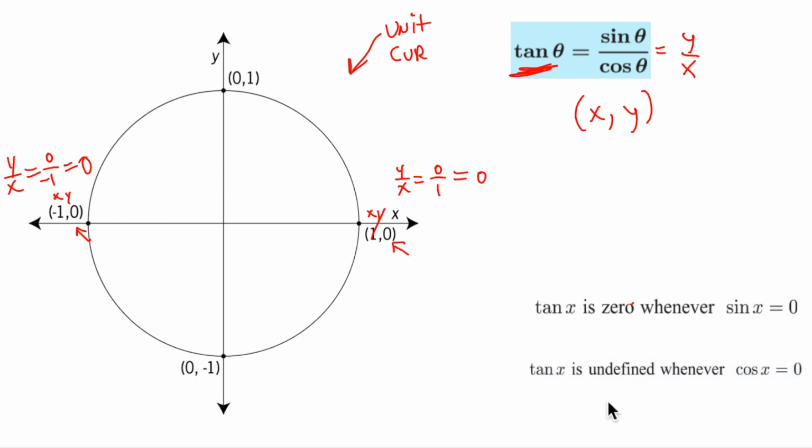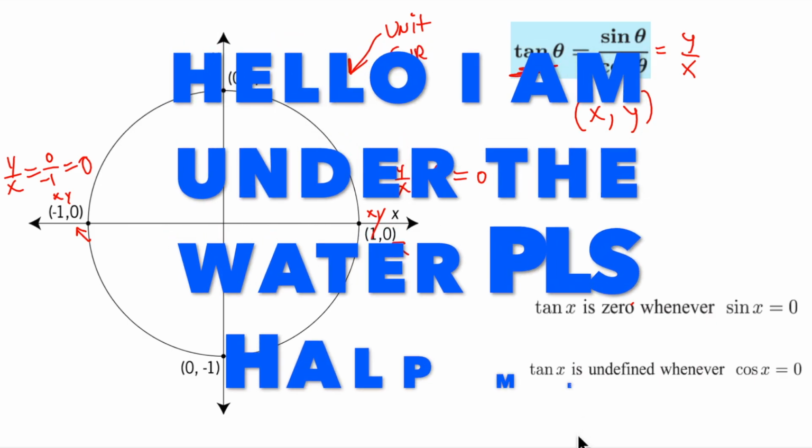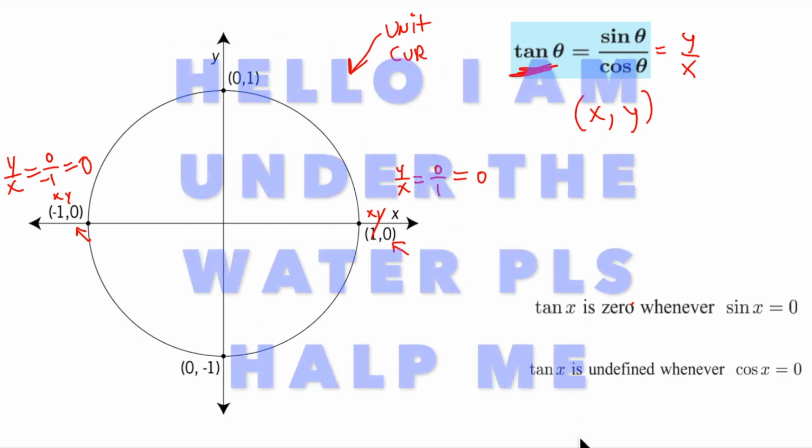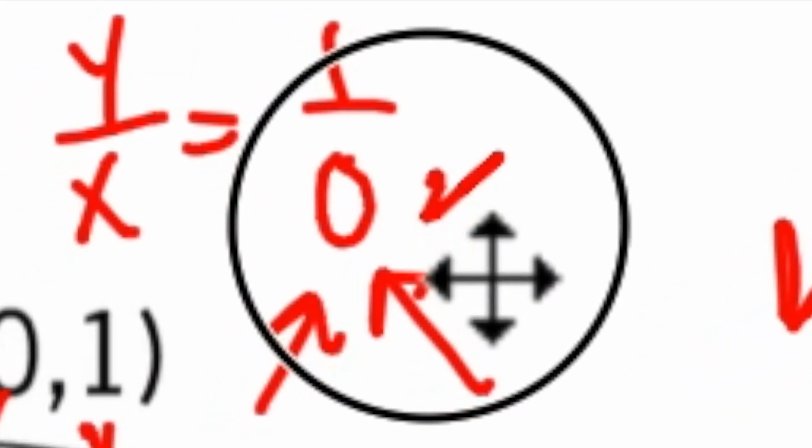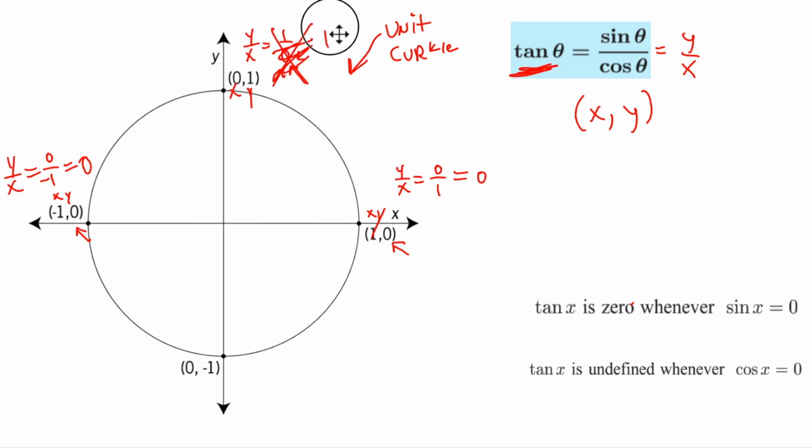Next thing is tangent is undefined whenever cosine is 0. Okay, well, look at this. Watch. So, what happened here? So, here, x and y over x are tangent. So, we have 1 over 0. We can't do that. That's illegal. Same thing with this. Look at that, x, y. We'll have negative 1 over 0. Uh-oh. It's undefined. You can't do that.